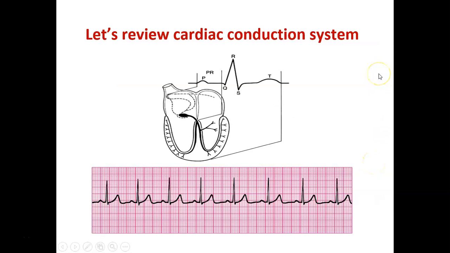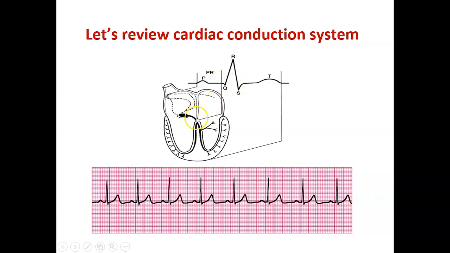Before going through the pre-excitation mechanisms, let's review the normal conduction pathway in the heart. Electricity originates from the SA node, then it travels through both the atria via the internodal fibers, and then it reaches the AV node. This is a very important place because here the electricity stays for some time, which gives enough time for the atria to contract before the ventricles, and we get the PR interval.